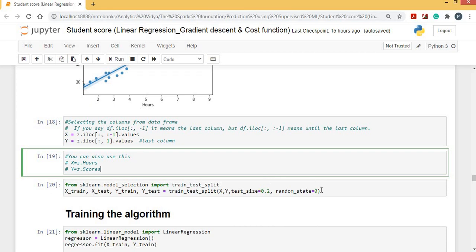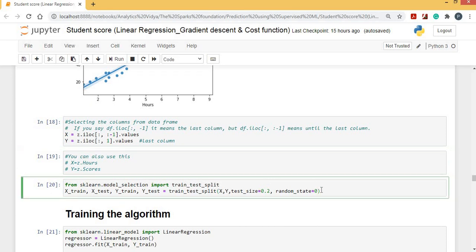So what scikit-learn does is divide the data by this test size. It is 0.2. So what it means is that 20% will go into the test data frame, and 80% of the data will be in the train data set. So 80% means, like, we have 25 observations, so 20 will be part of x train and y train, and the remaining 5 will be the part of x test and y test.